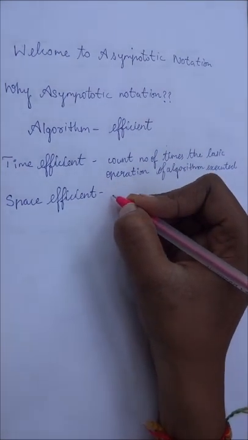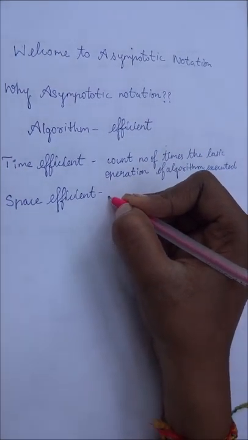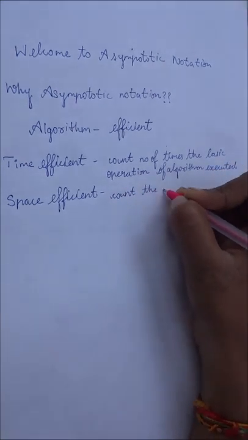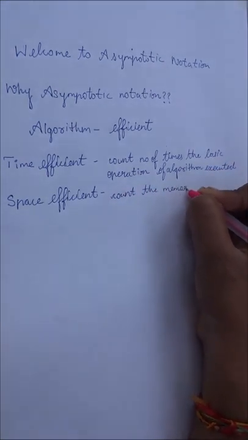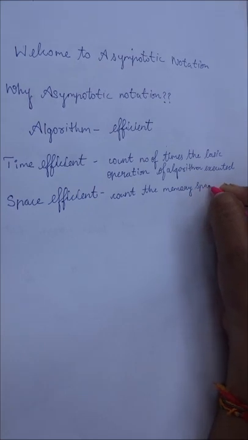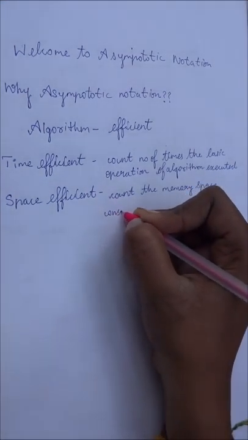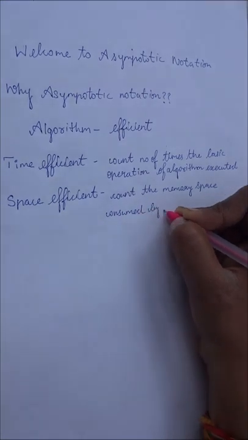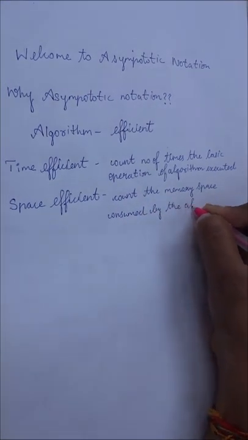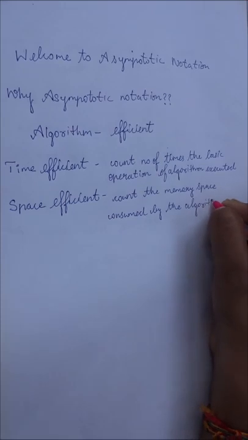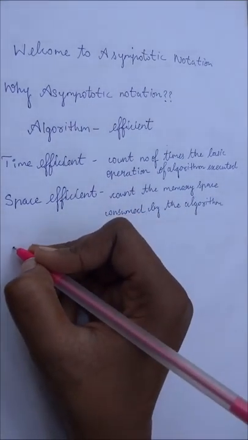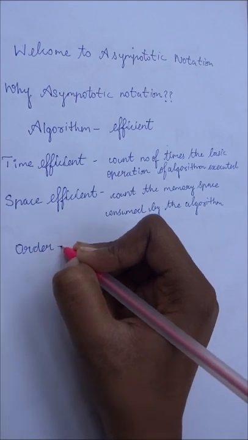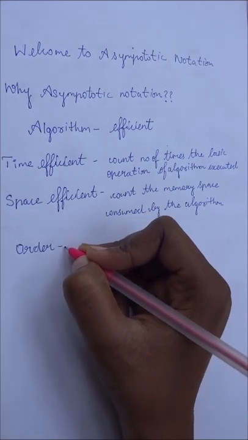And space efficiency is the memory space consumed by the algorithm. We have order of growth. Order of growth is for measuring the time efficiency.